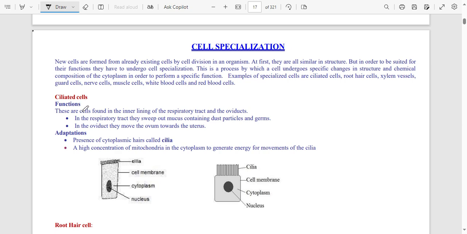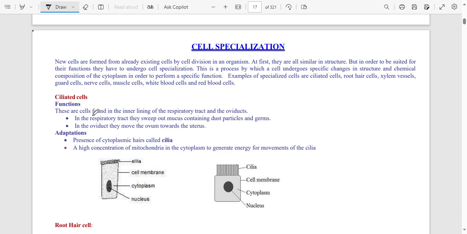So the function of a ciliated cell is you are going to find these ciliated cells in the respiratory system or respiratory tract, and their aim is when someone has, let's say, inhaled dust particles or germs, it will be able to sweep them away, because the mucus will trap dust particles and germs, and that mucus now has to be pushed away from the respiratory system. So that is why you need these ciliated cells.